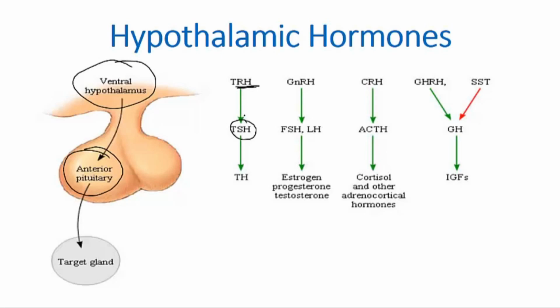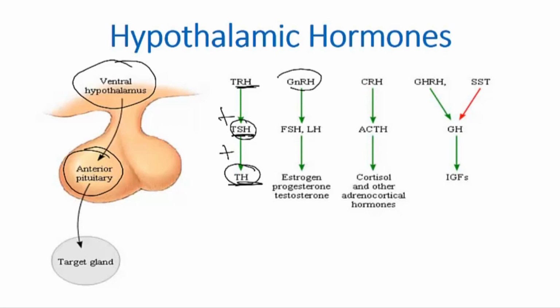TSH release factor which regulates whether the anterior pituitary will release thyroid stimulating hormone or not. If TRH is released from the hypothalamus, it helps in the release of thyroid stimulating hormone from the anterior pituitary, which in turn allows the thyroid to produce thyroid hormone. So these are positive loops always presented.